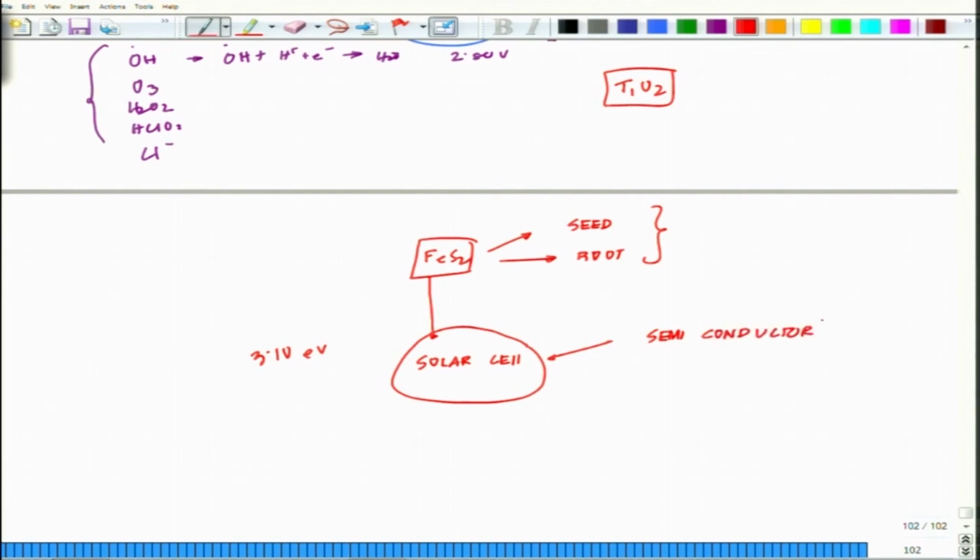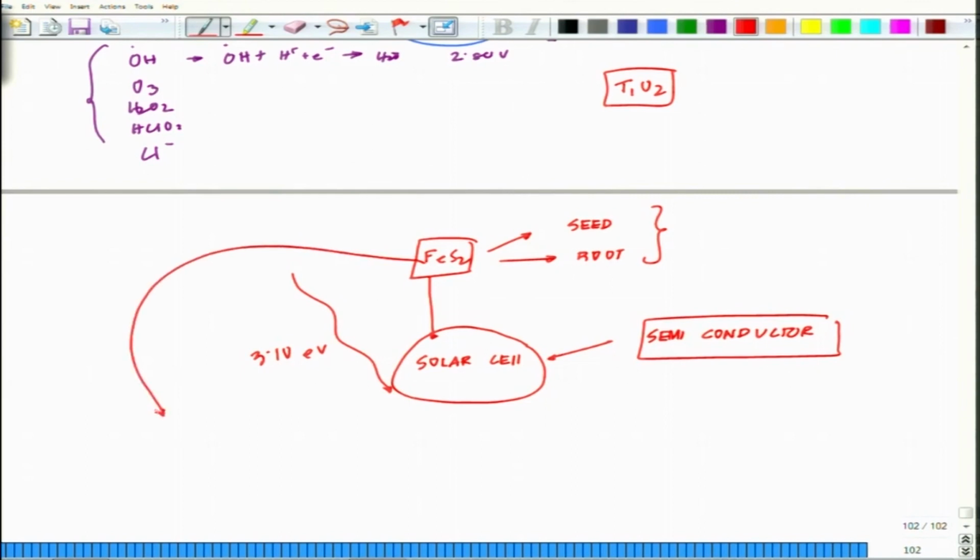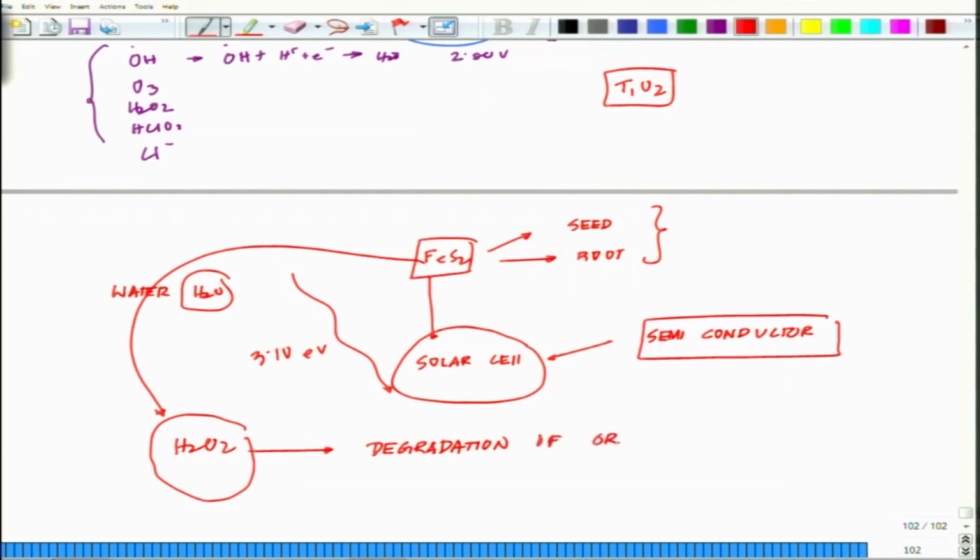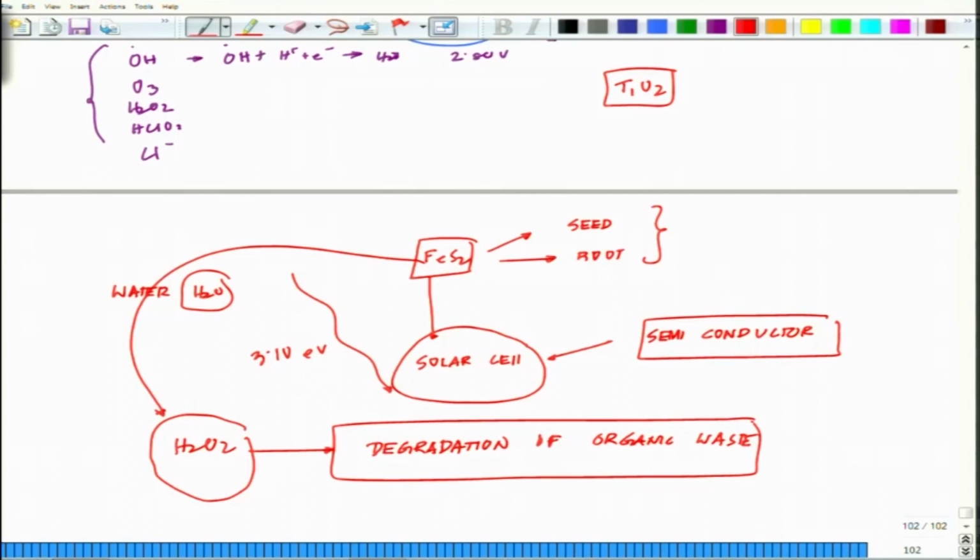And pyrite has another application exactly like titanium dioxide. Since pyrite in the presence of water generates H2O2, this H2O2 could be used for degradation of organic waste. You are realizing? Same molecule, almost the same geometry or the same strategy it is following.